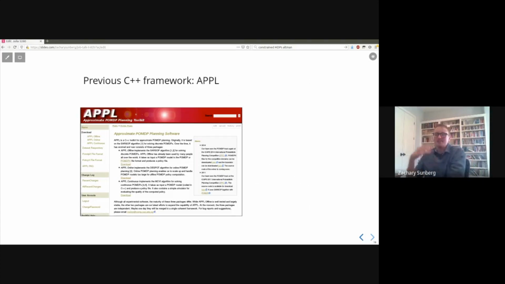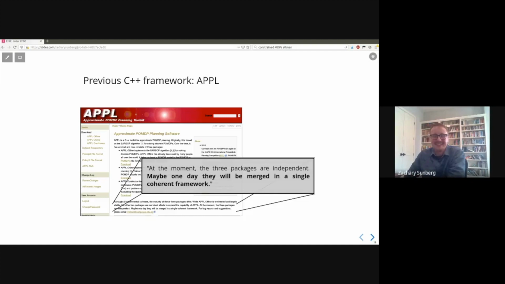There have been attempts to unify this or write software for both of these explicit and generative cases. There was a previous C++ framework called APPL. I'm not sure if their website still says this, but it did a while ago. They have three packages and they work on three different kinds of problems. In some cases you can take a problem definition from one of these solvers and use it on the other, but in most cases you can't. And their website actually says at the moment, these three packages are independent and maybe one day they will be merged into a single coherent framework.